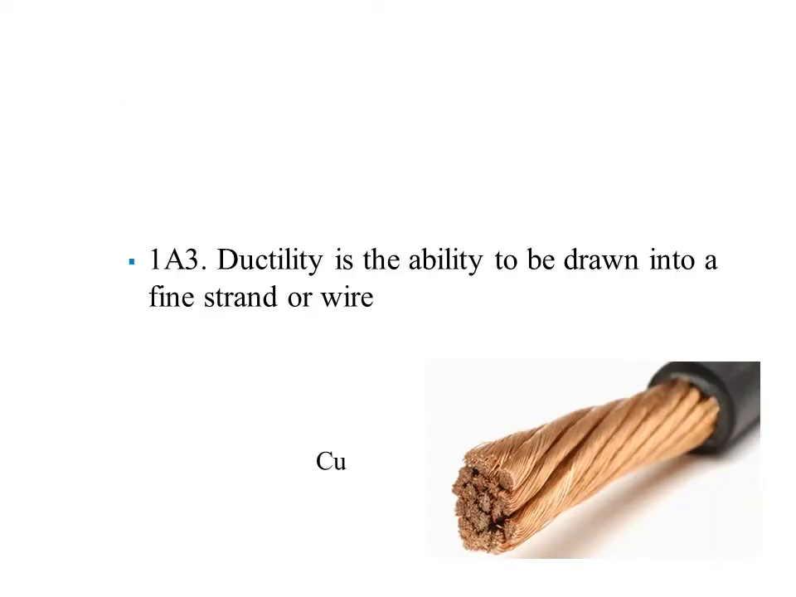The third physical property is ductility. Some elements can be drawn into a fine strand or a fine wire. An example is copper. So once the electricity comes into your house, it travels through the walls through copper wires. You also have copper in all of your electronic devices, the plugs that go with those.